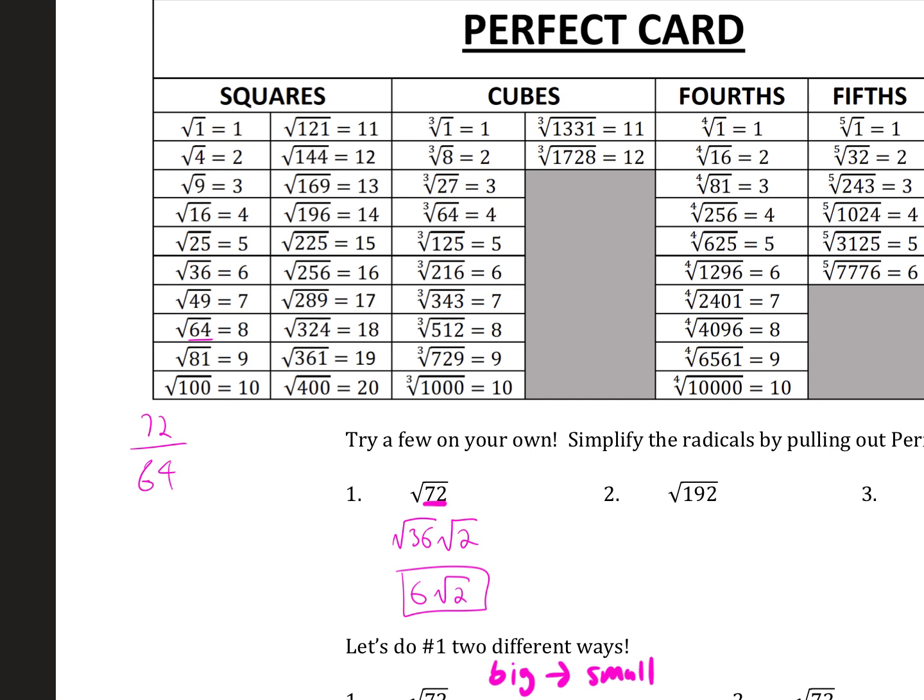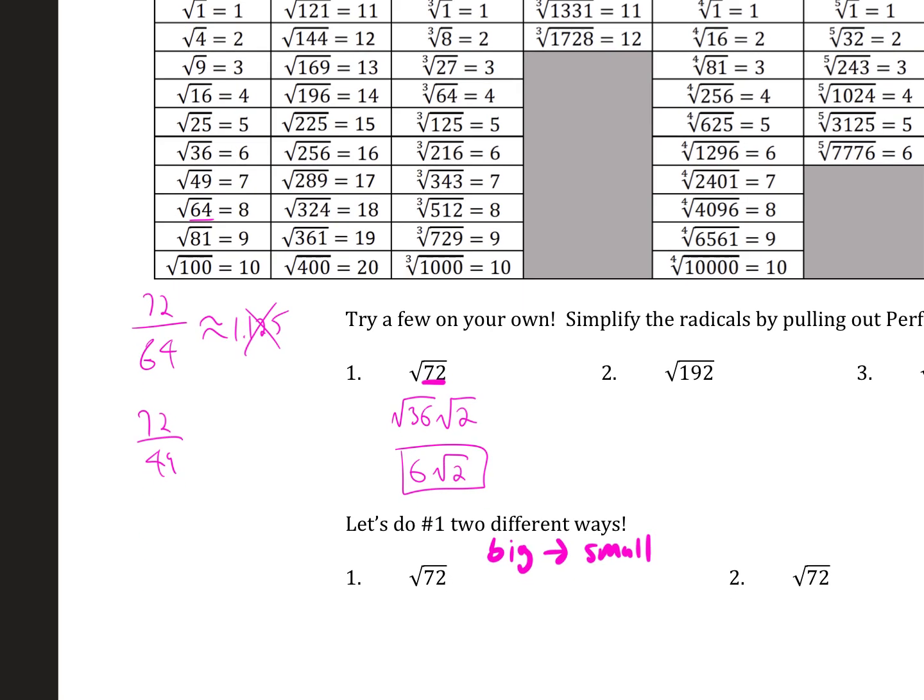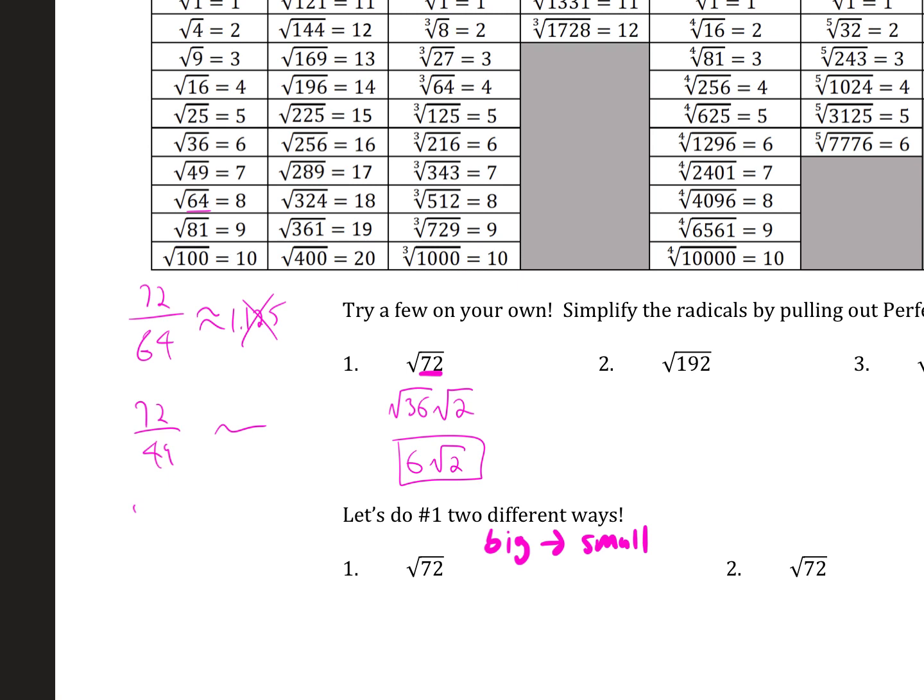Let's check it. 72 divided by 64 is like 1.125, right? So that's not the right answer. We want to find a nice whole number that goes into 72 that are perfect squares here, okay? Then I would do 72 divided by 49, and that's also going to be a decimal. But if I did 72 divided by 36, that equals 2, right? So basically our answer is going to be square root of 36 times square root of 2, because 36 times 2 is 72, and that's where I got this from. But the nice thing about that is when I take the square root of 36, I get a nice whole number, because it's a perfect square, okay? So that's called the big to small method.